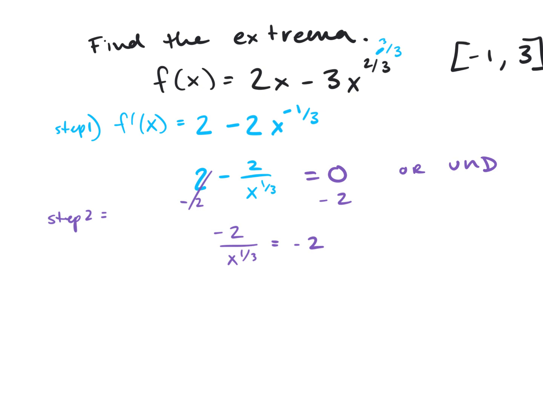What would we do next to solve? We could. Yeah, that would work. I would just get rid of our fraction first. So we could just cross multiply. So we have negative 2 is equal to negative 2 x to the 1/3. But then when we divide by negative 2, that goes away. So it would be 1 equals x to the 1/3 power.